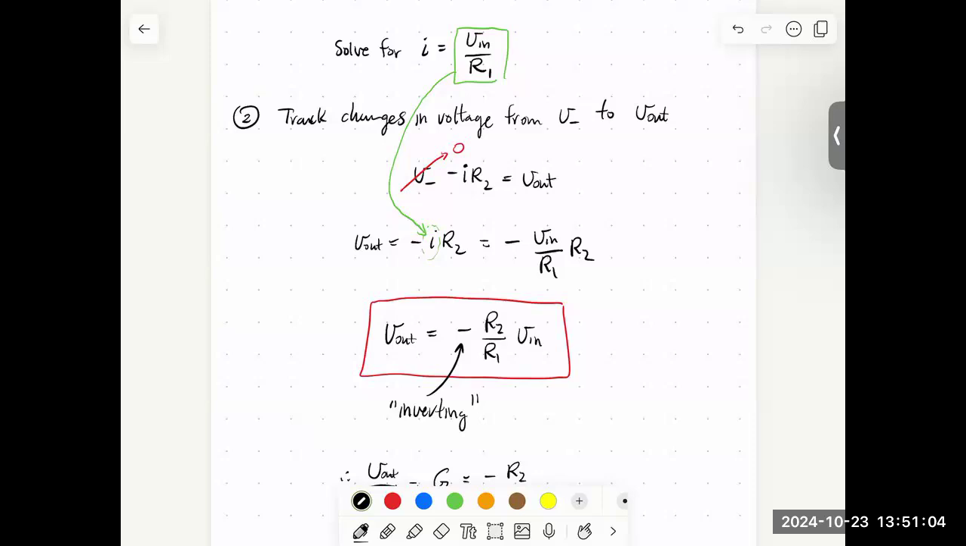What would you do if you wanted to reduce your input, right? You wanted a gain less than 1, but you didn't want it to be inverting. How could you do that? Using the things that we've talked about so far. Yeah, who has an idea? How could I get rid of this negative sign?